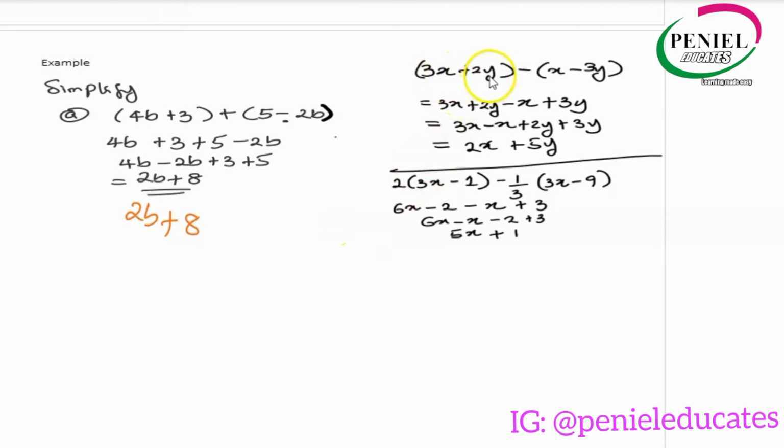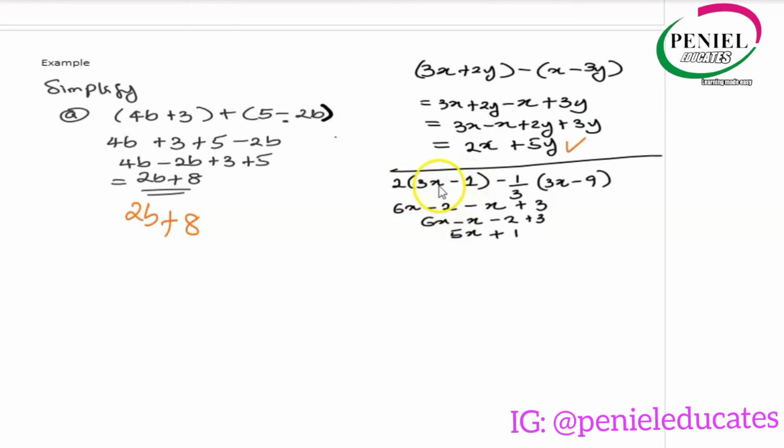We're given 3x plus 2y minus (x minus 3y). Don't forget, a negative sign before the bracket changes the sign inside the bracket. That's why you have 3x plus 2y, then minus times x is minus x, and minus multiplied by minus 3y goes to positive 3y. So try to collect the like terms: 3x minus x, then plus 2y plus 3y is going to give you 2x plus 5y.